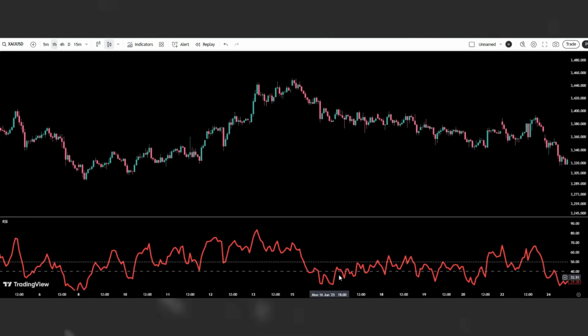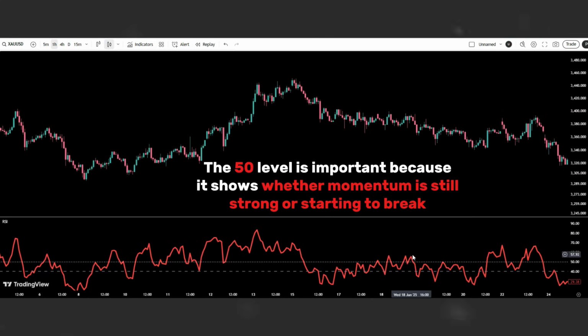However, if RSI recovers slowly and starts to stay around the middle line, 50, this is a warning sign. The 50 level is important because it shows whether momentum is still strong or starting to break. When RSI cannot move away from the 50 level, it often means the trend is losing strength.